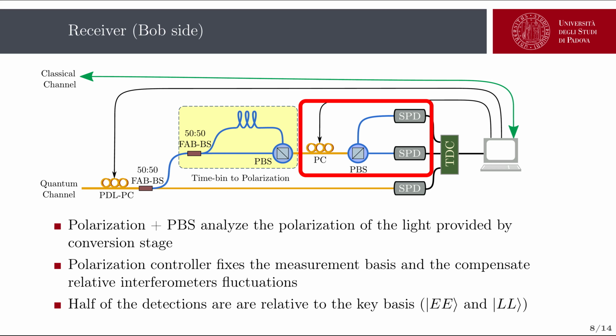Also, it must be noted that the measurement in the control basis happens only half of the times, because it is possible only if the detection happens in the middle time slot. In the other cases, the photon will arrive in the early or late time slot. Those time tags will be used as measurement in the key generating basis.